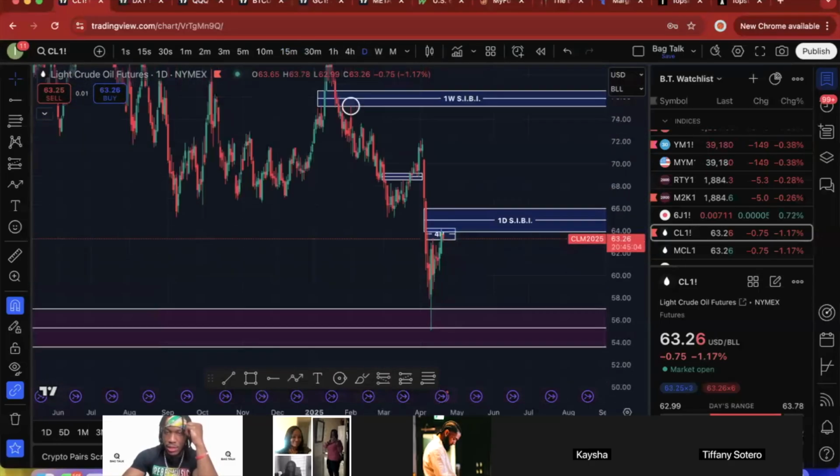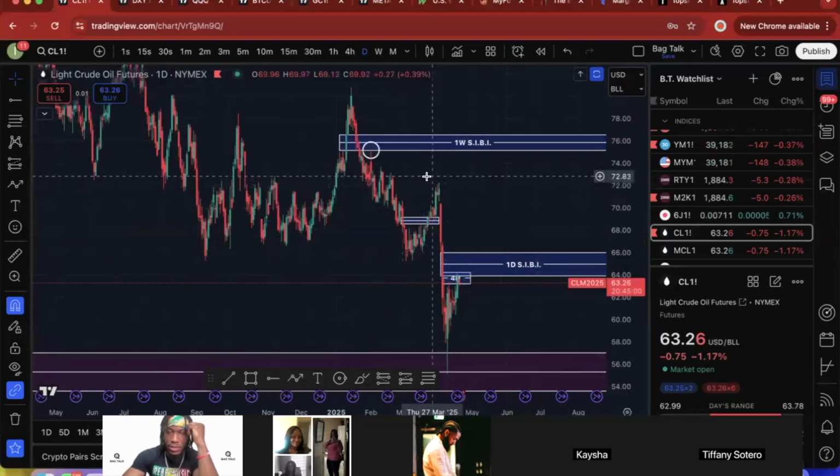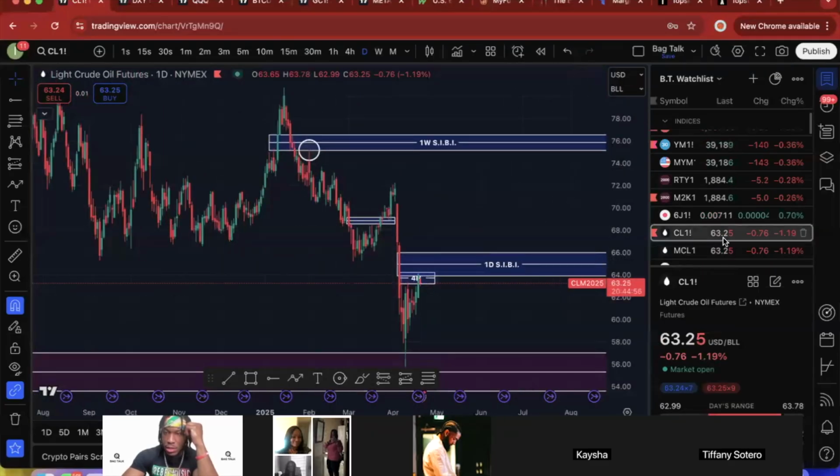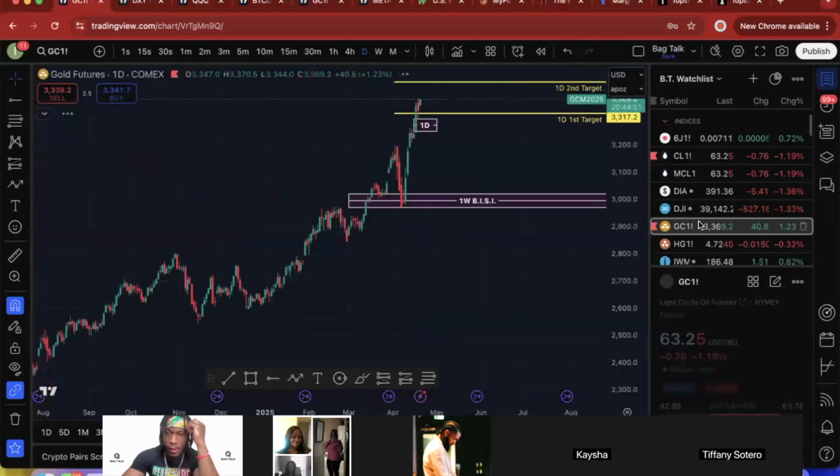And I can also say in the same breath, above this area, I think CL will run these highs. So above this blue area, I think CL runs those highs. But I think it's going to drop though. I think I'm bearish on it.